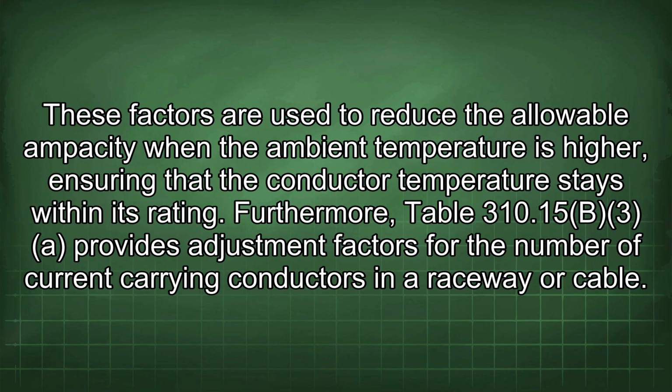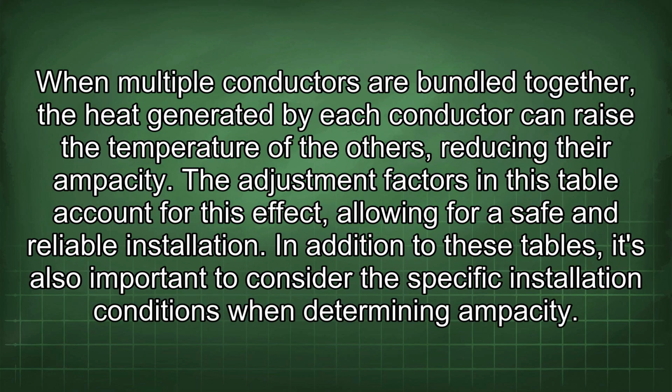These factors are used to reduce the allowable ampacity when the ambient temperature is higher, ensuring that the conductor temperature stays within its rating. Furthermore, Table 310.15(B)(3) provides adjustment factors for the number of current-carrying conductors in a raceway or cable. When multiple conductors are bundled together, the heat generated by each conductor can raise the temperature of the others, reducing their ampacity. The adjustment factors in this table account for this effect, allowing for a safe and reliable installation.